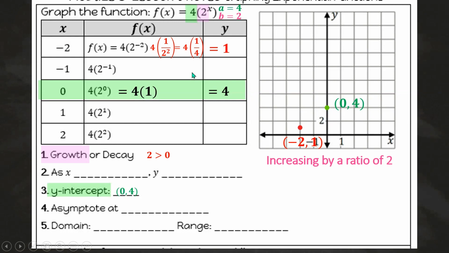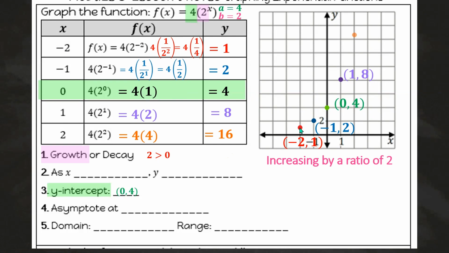Now I'm going to graph my next point. I'm going to continue to find these values by plugging in an x value from my table to find my y value, my output value. All right, so now I have all of my points plotted. And now I'm going to connect the dots and finish identifying my key features.